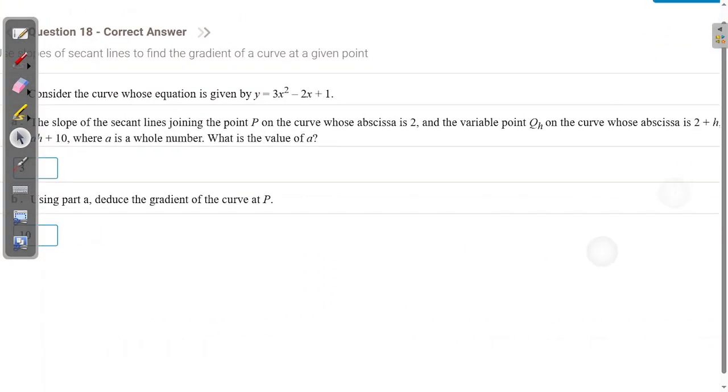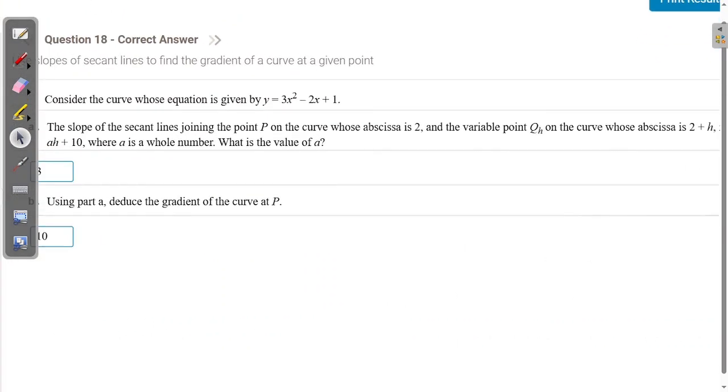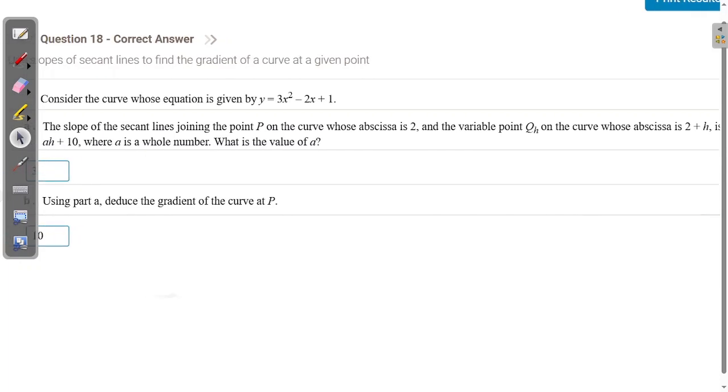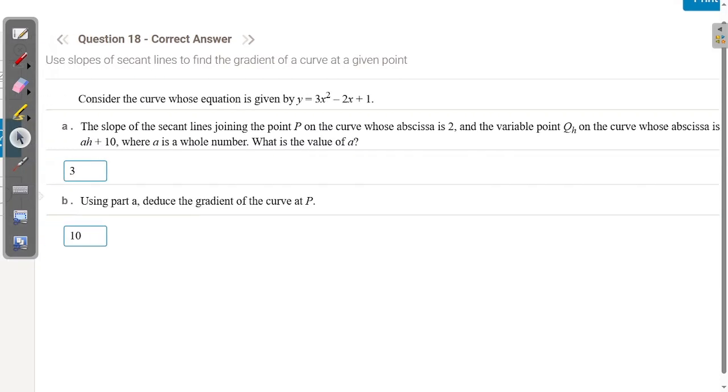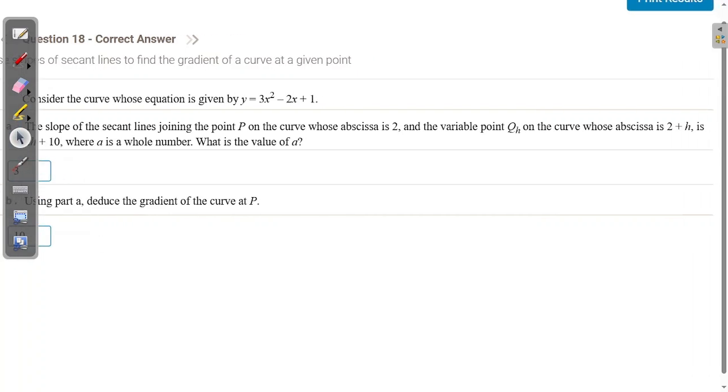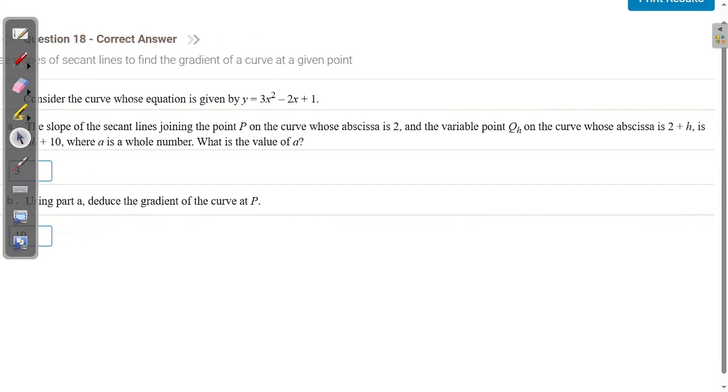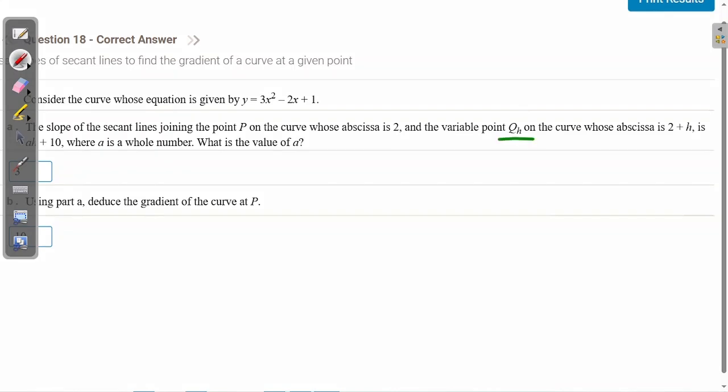Okay, consider the curve with equation given by y equals 3x squared minus 2x plus 1. The slope of the secant line joining point P on the curve whose abscissa is 2, and the variable point QH on the curve whose abscissa is 2 plus h, is AH plus 10, where A is a whole number. What's the value of A? So basically they're telling you to find the slope of the two points QH and P.